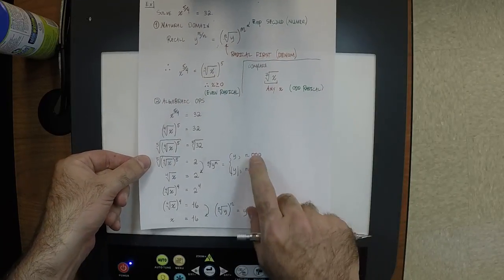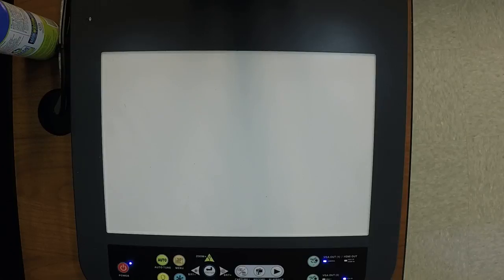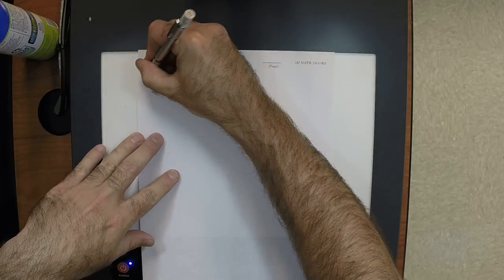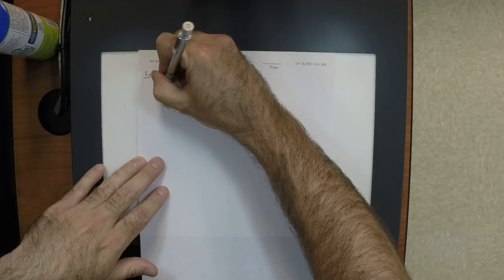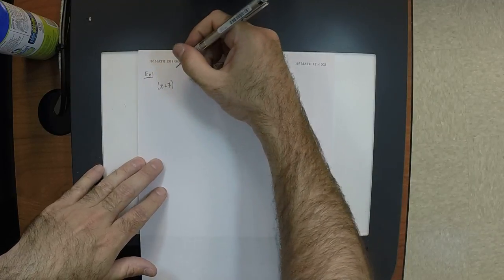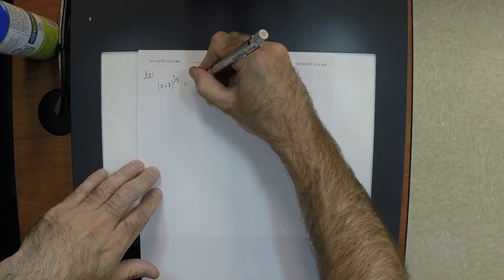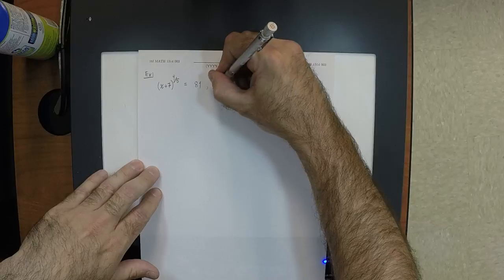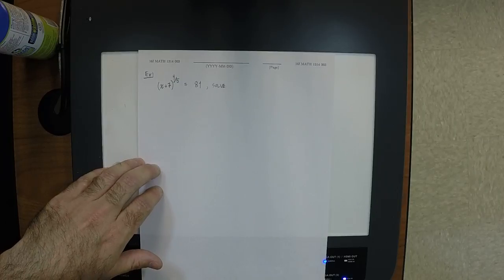Okay, so let's do this again. Let's do an equation just like this again, except let's make the orders all different. So what exponent did we use last time? 5/4. So then let's do, how about x plus 7, and then let's raise this to exponent 4/5. And then let's say that that's equal to 81. I want you to solve. Okay, what's the first thing that we always must do?